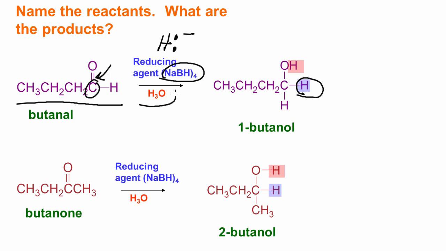And then we have hydronium ion in solution, so it's an acidic solution, and that hydrogen ion, or that proton, then will bond here to the oxygen. So again, the rest of the molecule stays intact. So here we have 1-butanol. So butanal is an aldehyde. Aldehydes will reduce to primary alcohols. So in this case, butanal to 1-butanol.